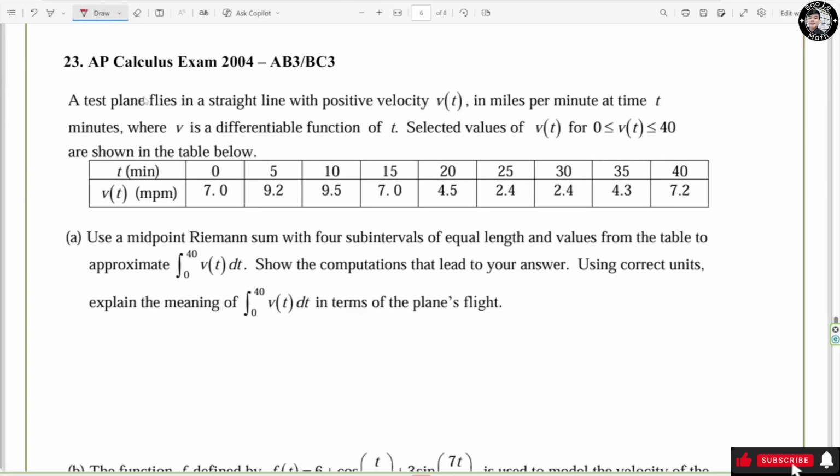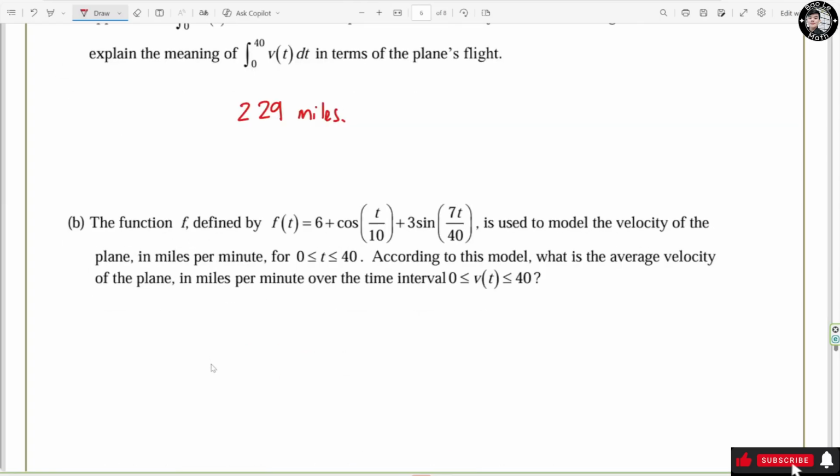Now question 23. This comes from AB Calculus Exam 2004, AB question 3 and BC question 3. This one is similar to the previous one, right? I just give you the answer key, and then I'm going to leave this one for you to practice. The answer is 229 miles. The answer is 5.916 miles per minute.